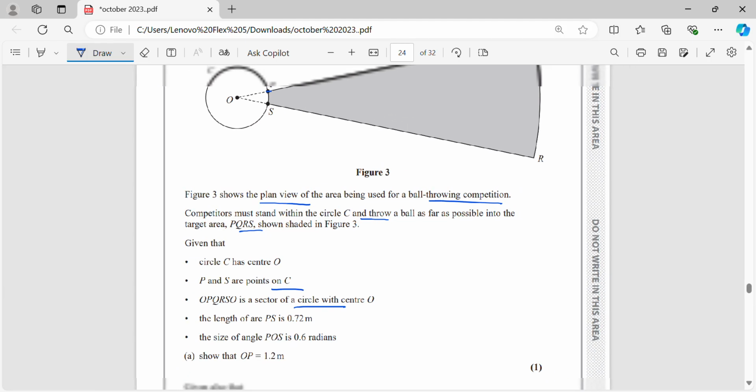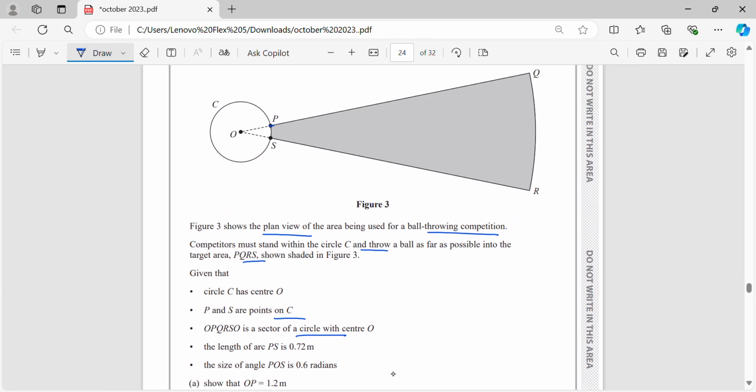Okay, first check where is the length of arc PS. So this is the length of arc PS, and this is 0.72 meters, right? Length of arc means arc length formula, because it is in radians. So our formula for arc length in radians is L equals r theta. So here L is 0.72. Okay, let's move on. What's next?